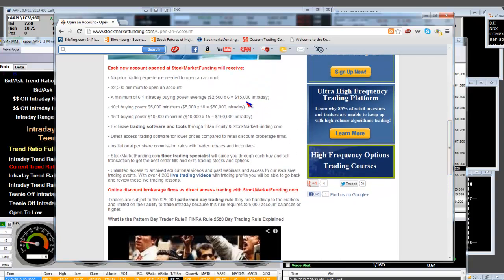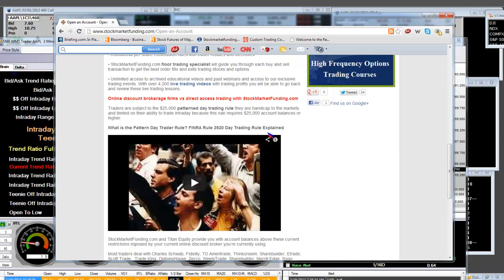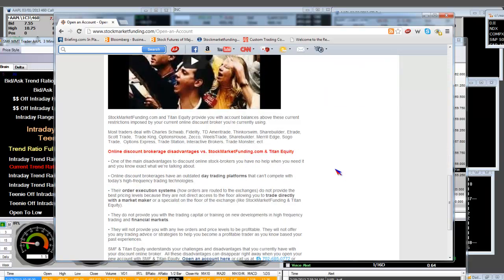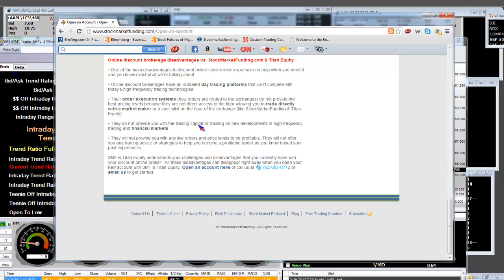Look, it takes money to make money, so you get the money to power your order entries and exits. This is what you're going to get: direct access to the floor. You're not going to have the $25,000 pattern day trading rule, meaning that Titan Equity and your arrangement with them will keep those balances above that based on the order power, buying power.